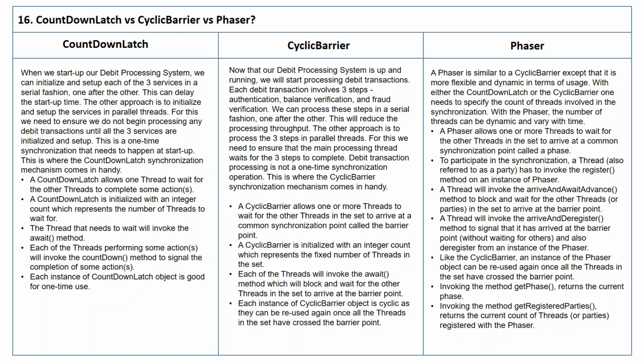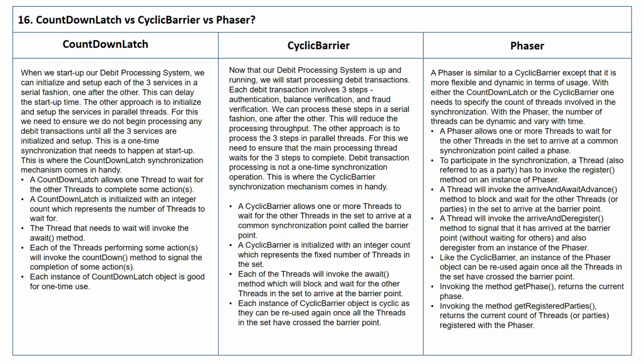Now that our debit processing system is up and running, we will start processing debit transactions. Each debit transaction involves 3 steps: authentication, balance verification, and fraud verification. We can process these steps in a serial fashion, one after the other. This will reduce the processing throughput. The other approach is to process the 3 steps in parallel threads. For this we need to ensure that the main processing thread waits for the 3 steps to complete. Debit transaction processing is not a one-time synchronization operation. This is where the cyclic barrier synchronization mechanism comes in handy.